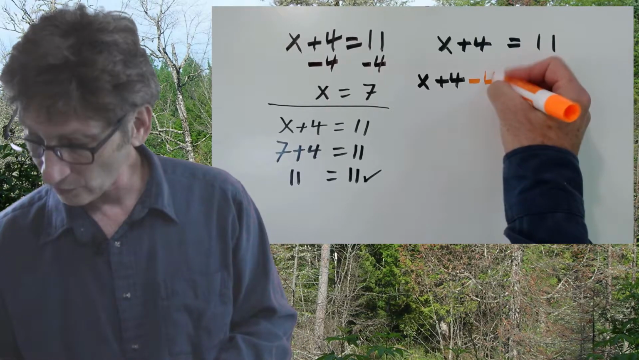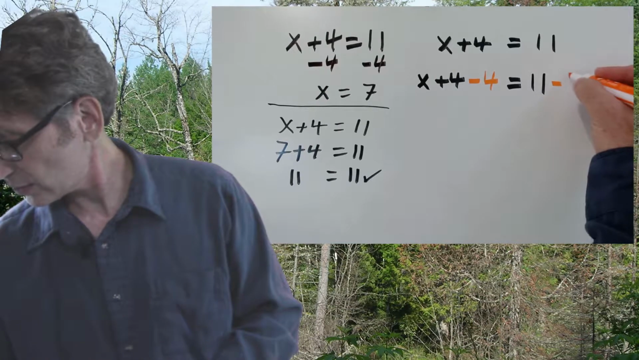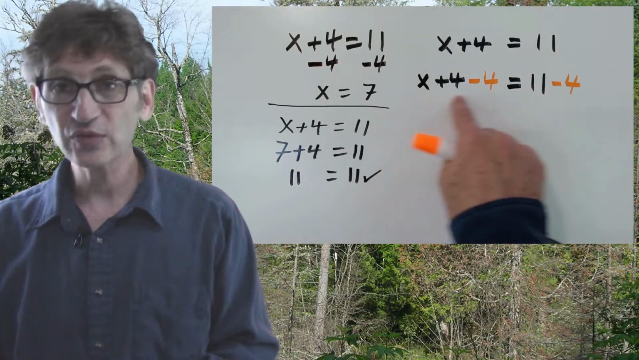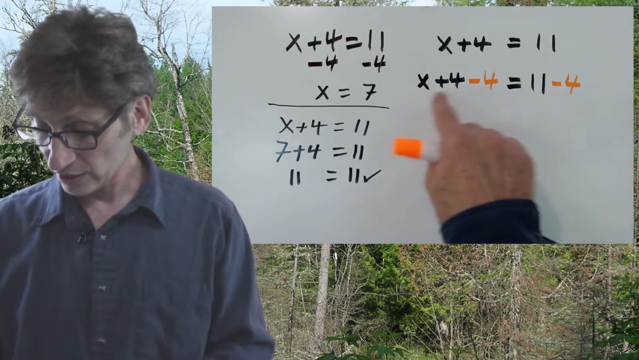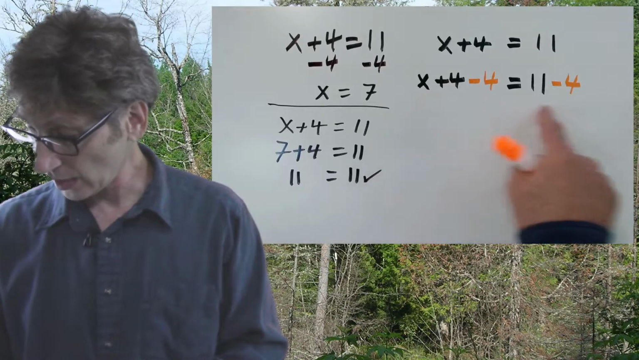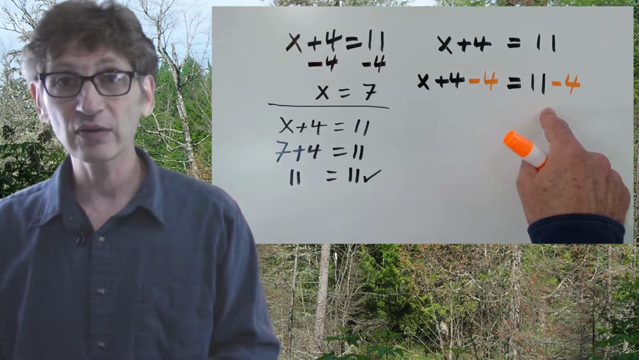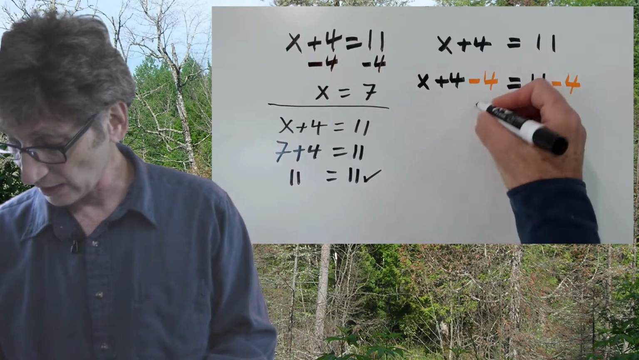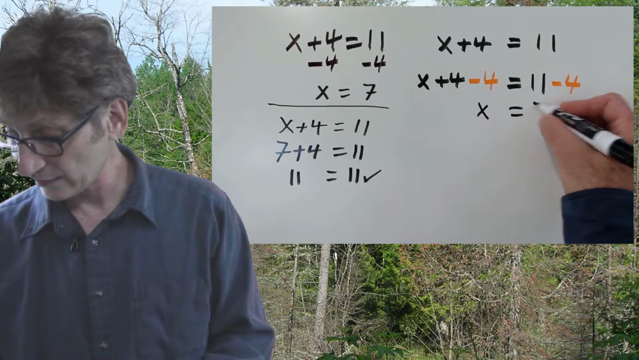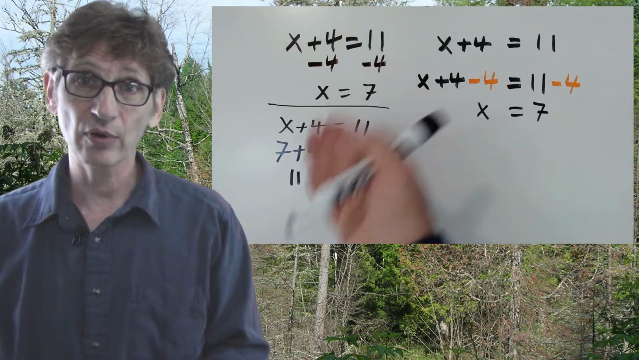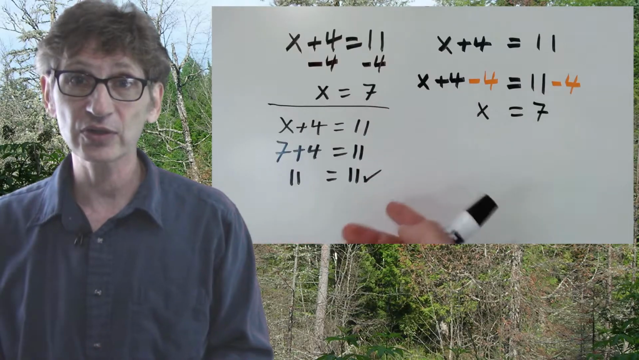Minus 4. Minus 4. So I have x plus 4 minus 4. Well, if I start with a value, add 4, and then subtract 4, I'm going to be right back with that value. On the right side of the equation, I have 11 minus 4. This will give us the same result. On the left side, I have x. On the right side, I have 7. Same solution, and then I go through the checking process, the same as I did with the first example.